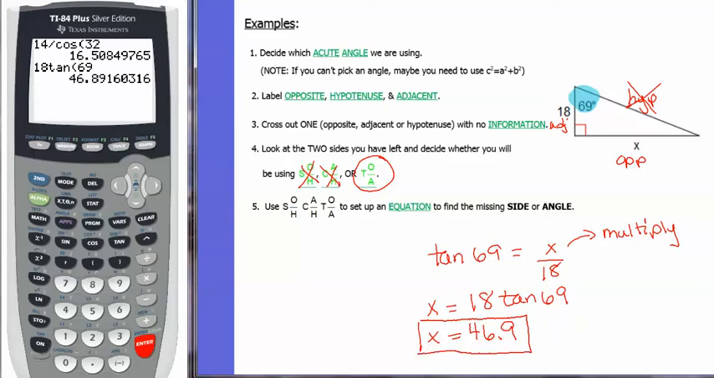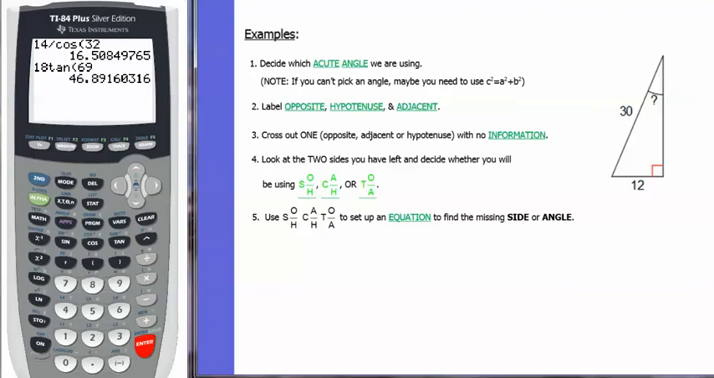Now, one last example. Which angle do I pick? Well, I don't have an angle, but I'm going to go with the one that I'm looking for, because actually what I'm looking for is the angle this time. I'm going to label my opposite, my hypotenuse, and my adjacent. So at this point, I'm crossing out my adjacent because there's nothing by it. So what am I going to be using? Sine of, I don't know, I'm going to keep it a question mark, equals 12 over 30.